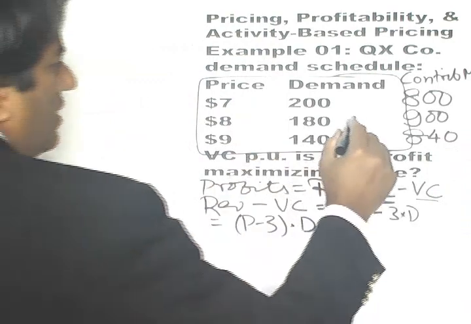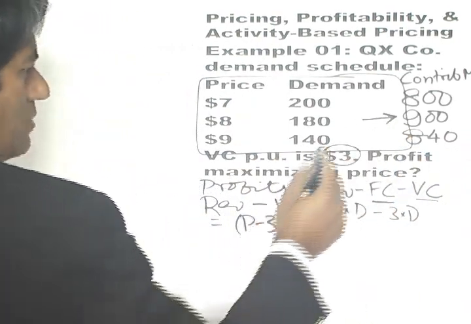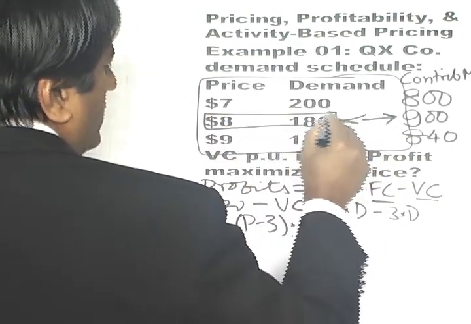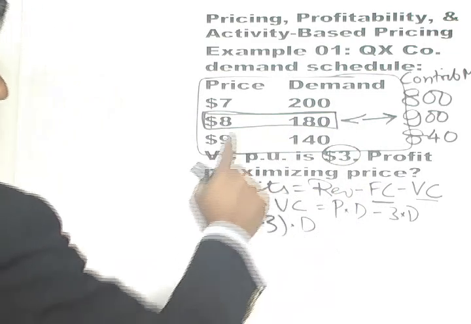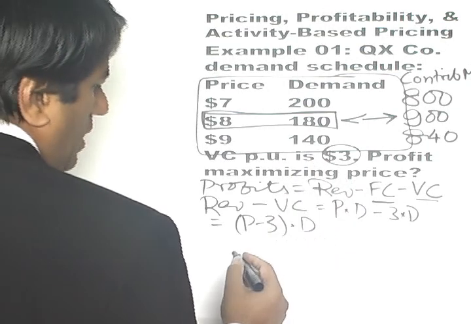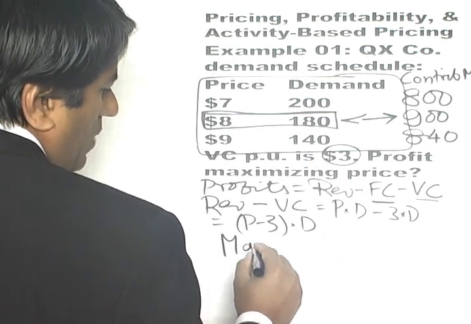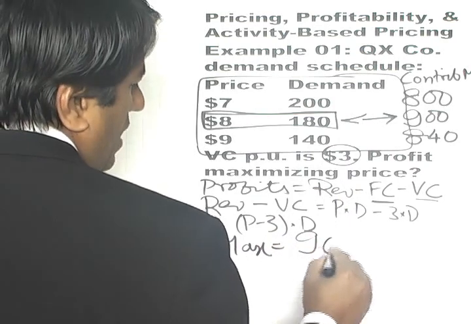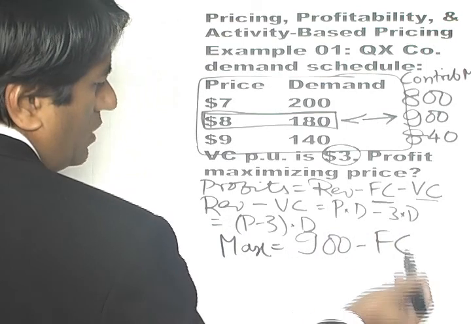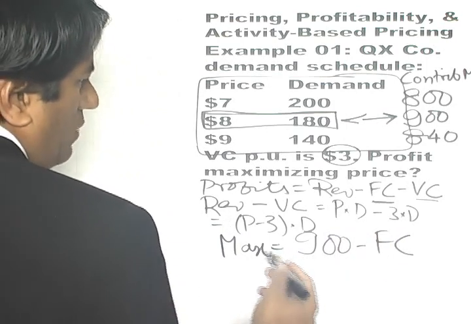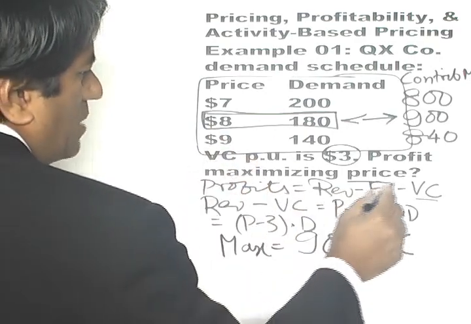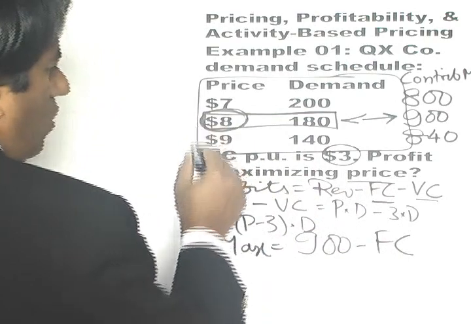So this tells you that this is the maximum contribution margin, or this is the price and demand at which profit is going to be maximum. So maximum profit will be 900 minus fixed costs. And as we don't know fixed costs, we don't really know what the quantity of this profit is, but we don't care, because all we were asked to do was to find out what the profit maximizing price was. So the profit maximizing price is $8.